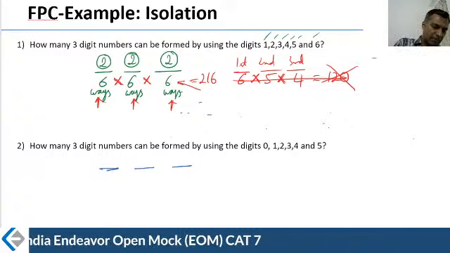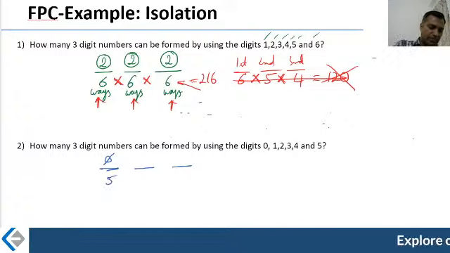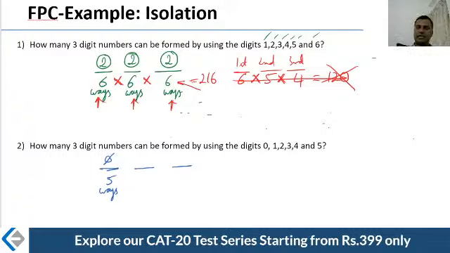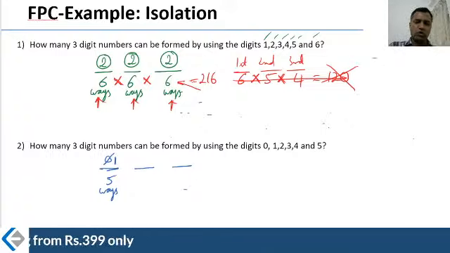Very good. The first place can be filled in 5 ways. Why 5 ways? Because in the first place you cannot write a 0. Write anything other than 0. Can I write a 1 here? Of course you can write a 1 here, no problem. But don't write a 0.